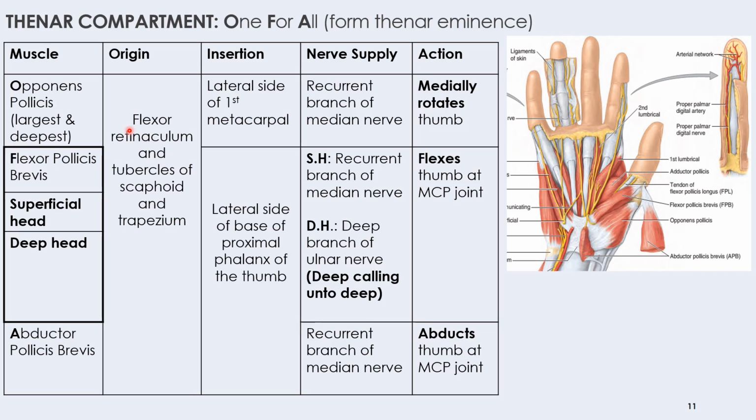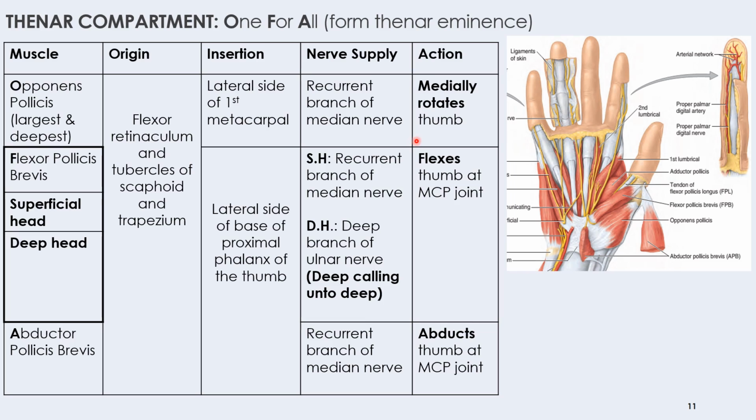They all originate from the flexor retinaculum and tubercles of the scaphoid and trapezium bones. The scaphoid and trapezium bones are carpal bones in the hand. It inserts on the lateral side of the first metacarpal of the thumb. It is supplied by the recurrent branch of the median nerve. Most muscles in the thenar compartment are supplied by the recurrent branch of the median nerve, contrary to all the other muscles that have been supplied by the deep branch of the ulnar nerve.